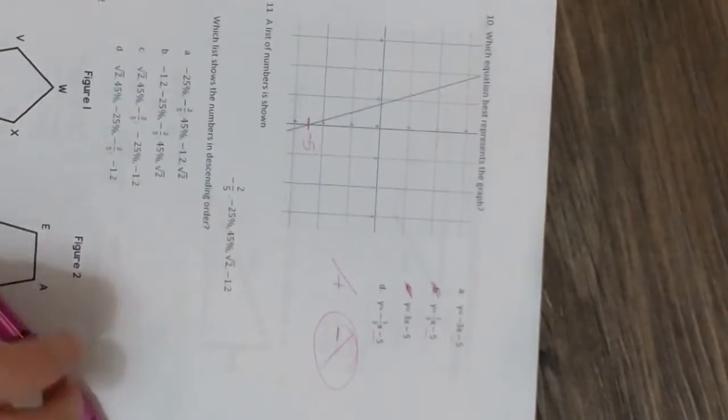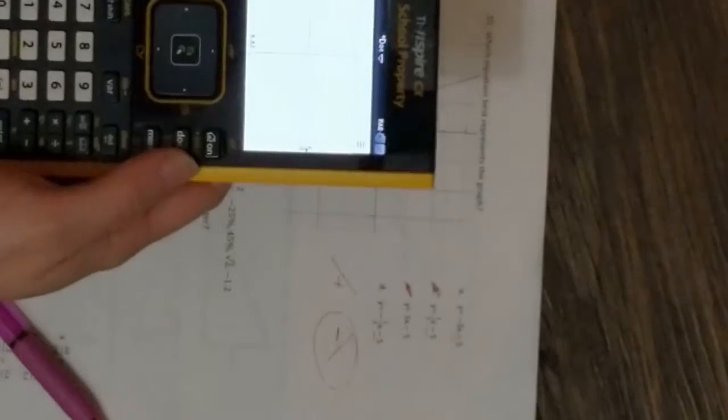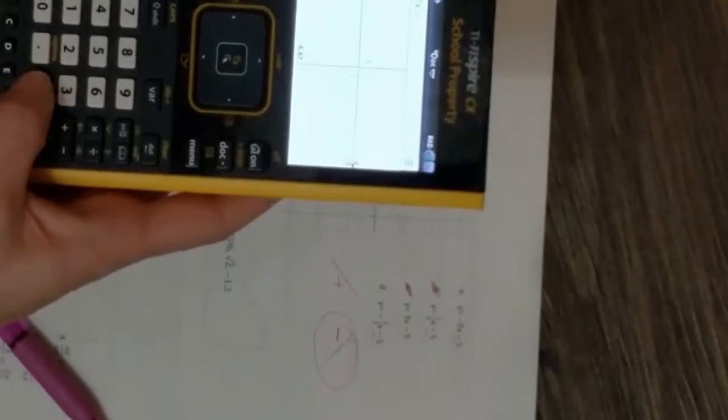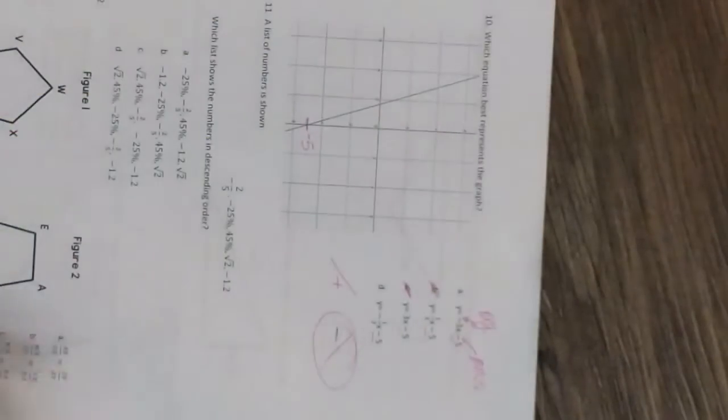Now I could do 2 things. I could find my 2 good points, I could find my rise and my run. I could also graph both of them on my calculator and check which one looks most like it. So -3x minus 5. Remember, if the negative sign is in front of the x, it is a negative. If it is after the x, it is a minus. That's really important to know when we're graphing.